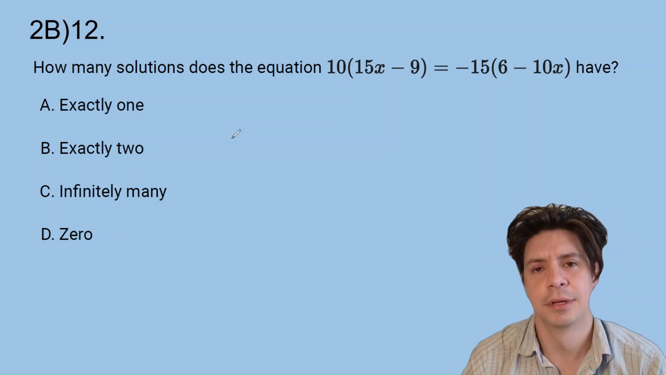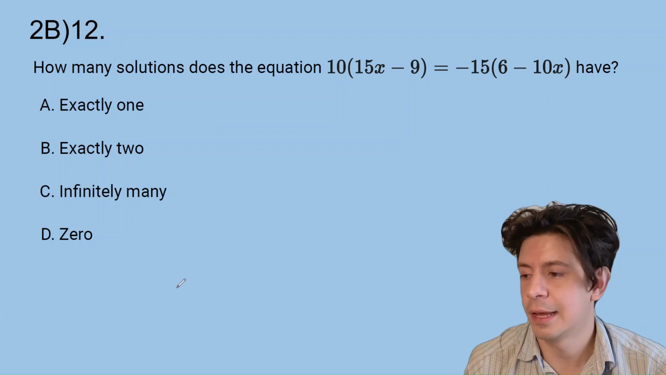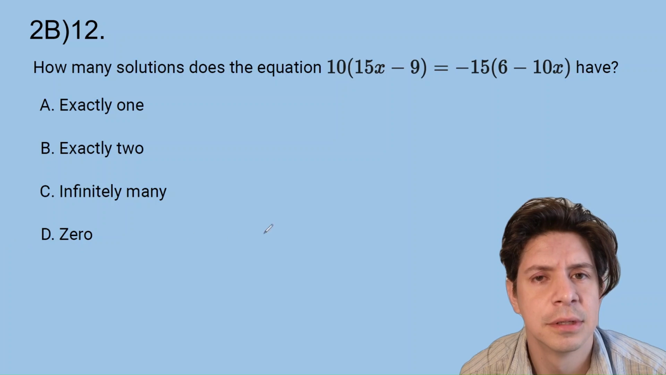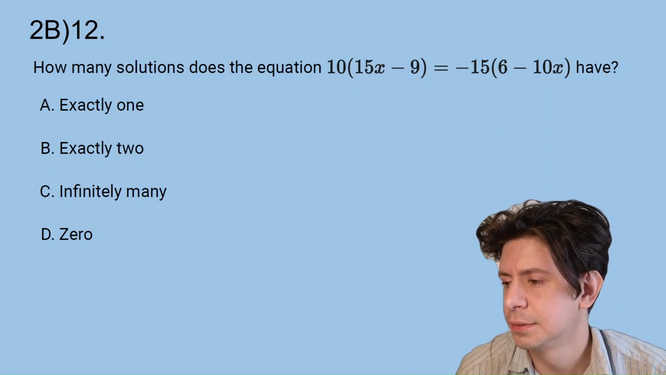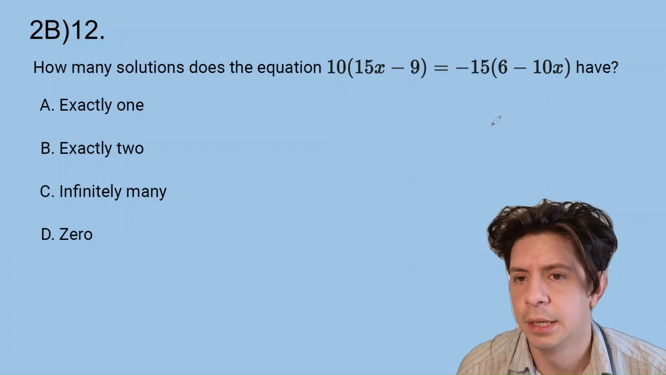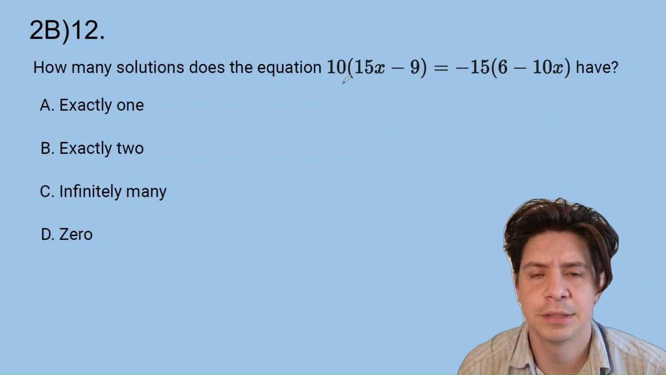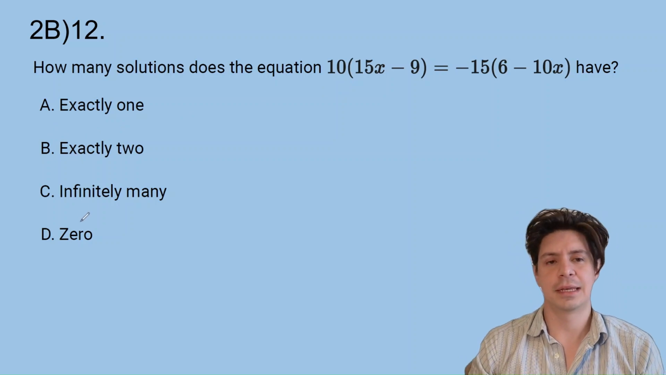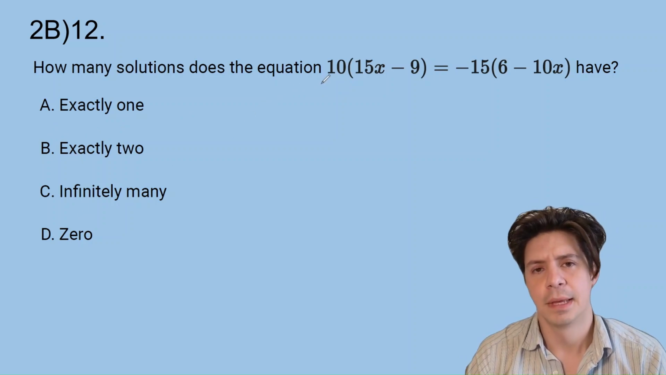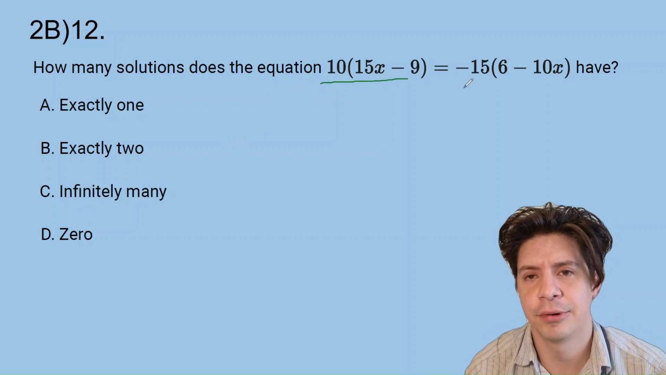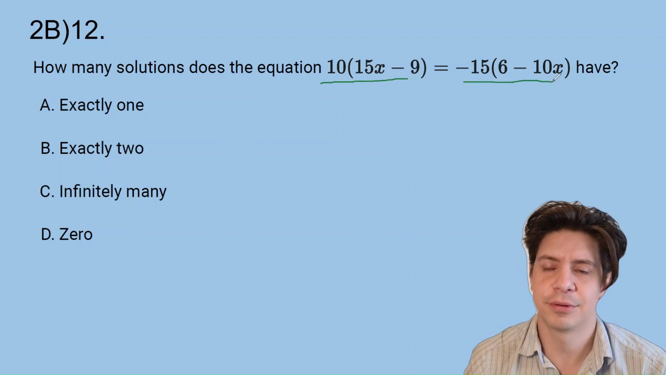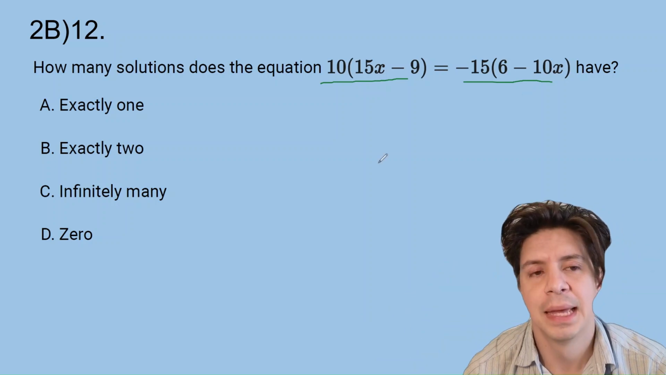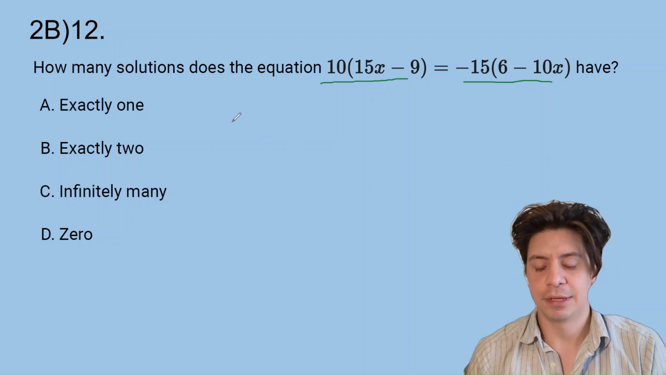What I'm going to do is look at the answer choices, right? That's always one of my favorite things to do. So we have exactly 1, exactly 2, infinitely many, and 0. If we look at these, they're linear equations, with x on both sides. So you can almost think of it as a system of equations, even though it's just one equation. And when we have a system of equations, what are our options?